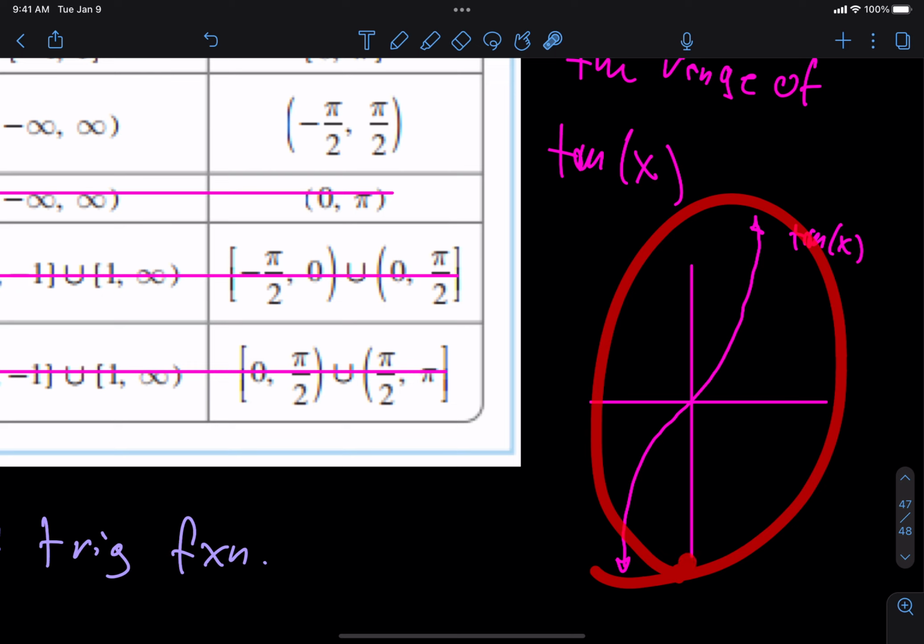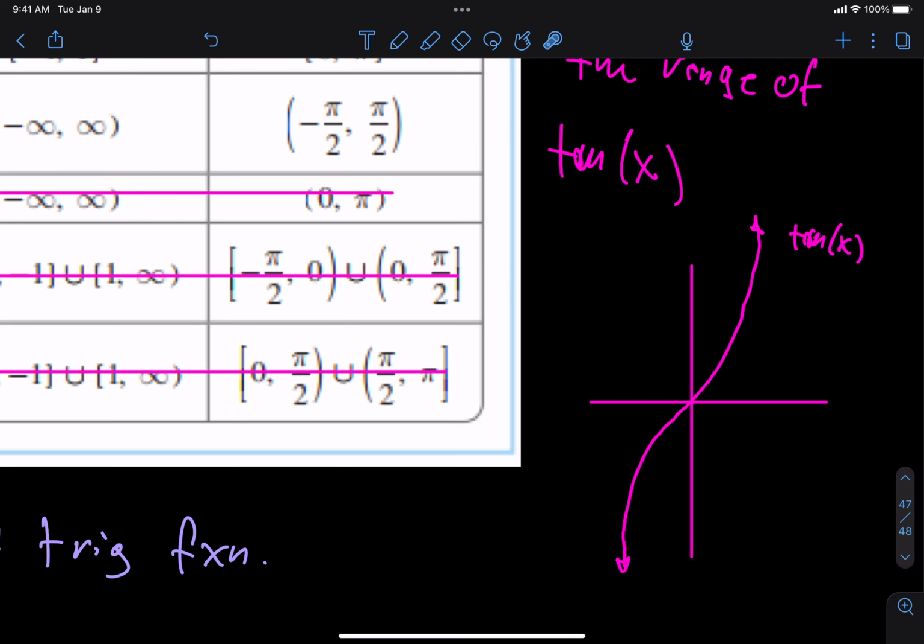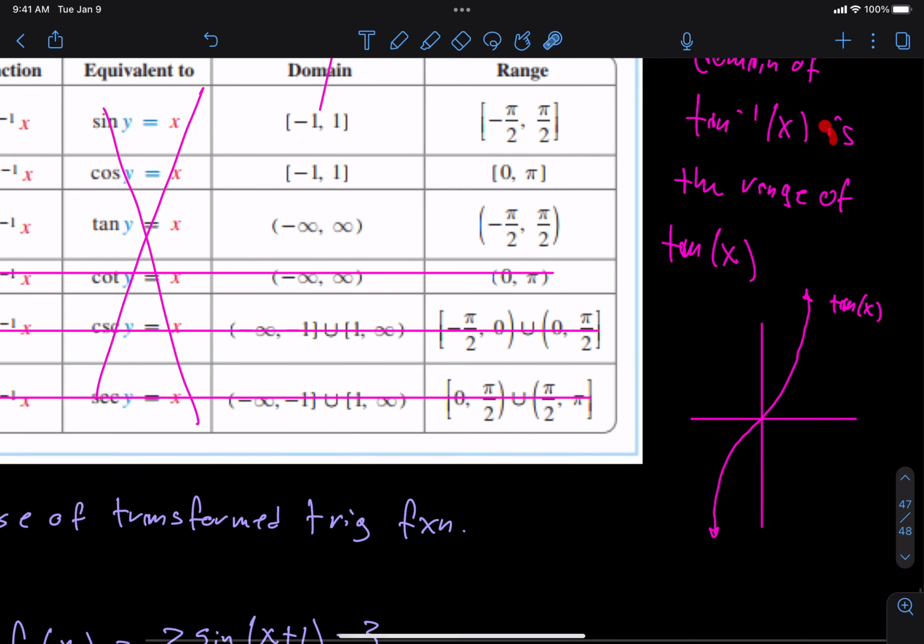Yeah, -infinity to infinity, or all real numbers. That's the range of the tangent function. That is why the domain of the tangent inverse function, we're going the opposite direction, right? So the domain is going to be all of the possible outputs for the original tangent function. So the domain is also going to be all real numbers.